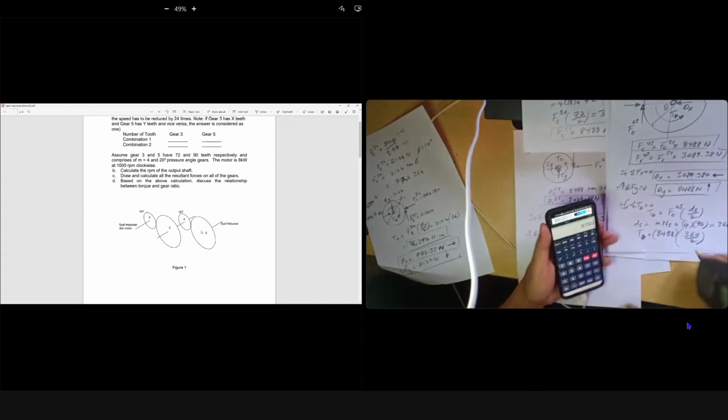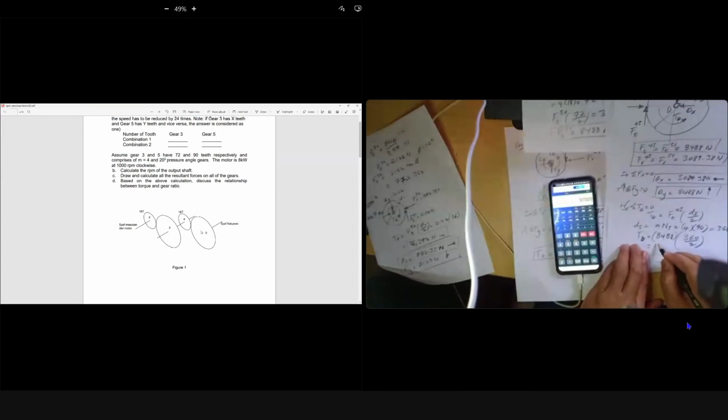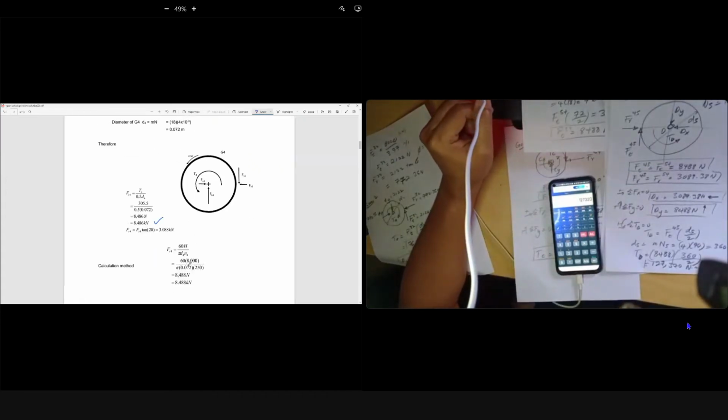So his top at D is 127,320 Newton millimeter. Okay, that will answer all the questions for this part. Okay, we look last, top D, F tangent.